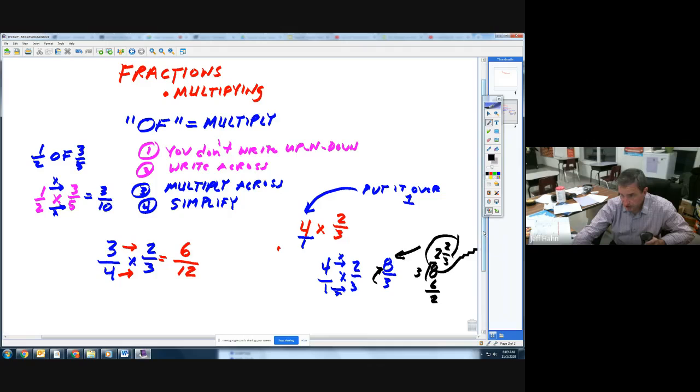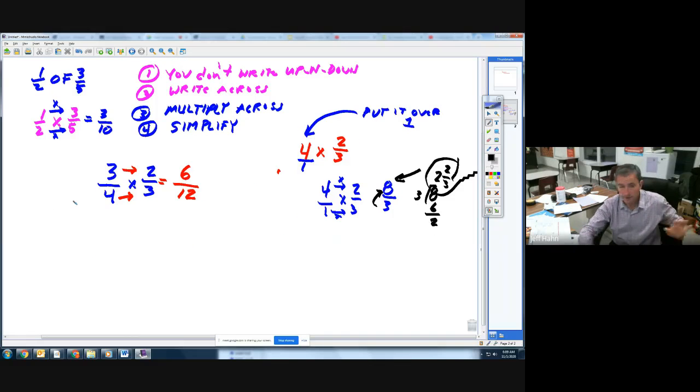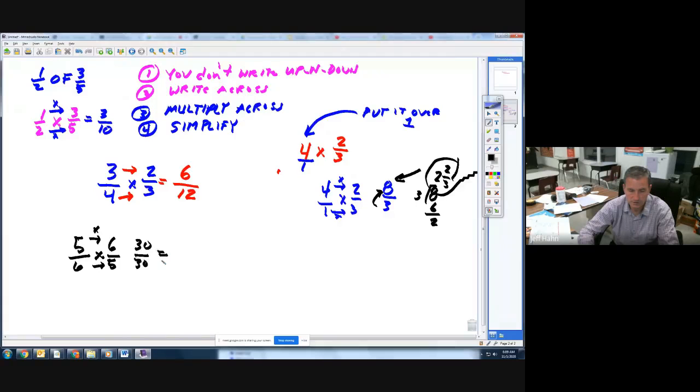Hopefully that's making sense. We'll do just a couple more. Let's go with, how about 5/6 times 6/5? Multiplying across, 6 times 5 is 30, and 5 times 6 is 30. Well, would you look at that? If you simplify 30 over 30, hopefully you can see that that's a big, fat, juicy 1.